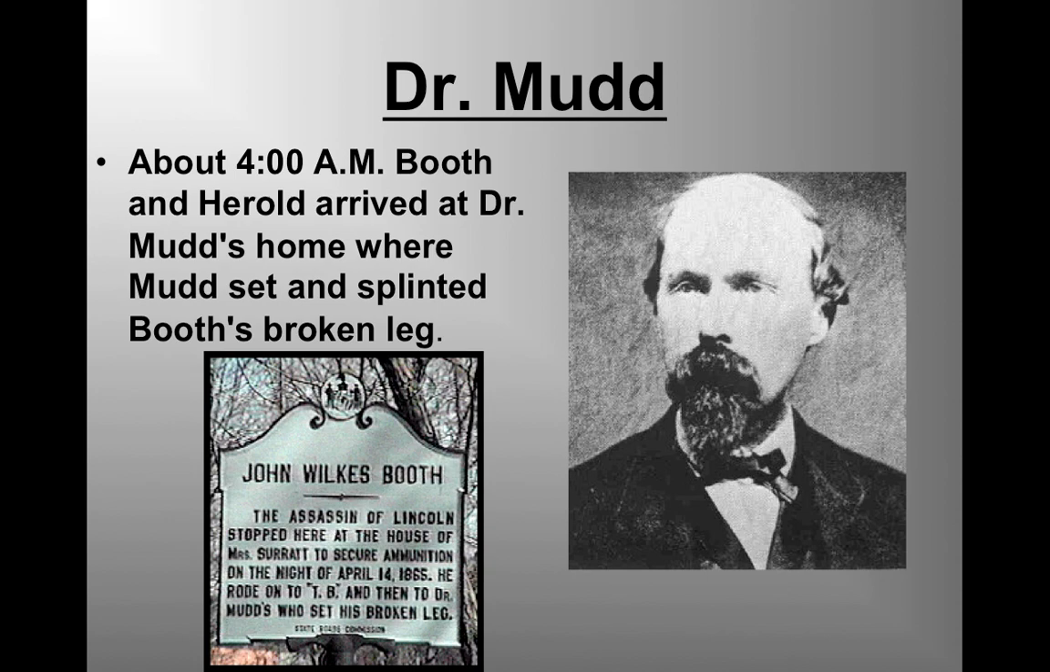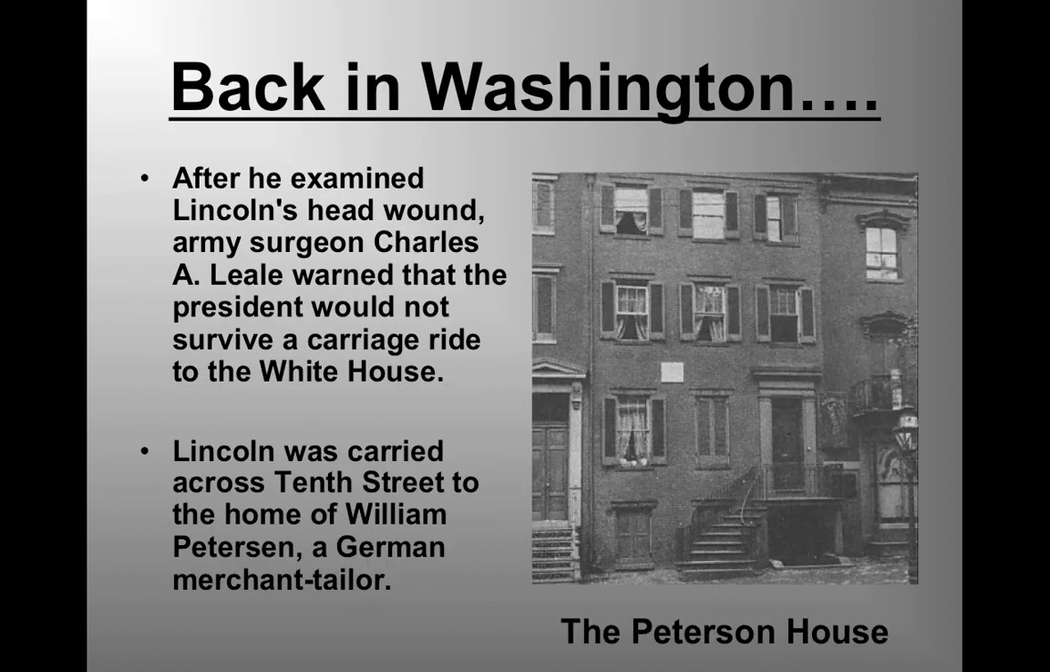About 4 a.m. on April 15th, 1865, so this is now early Saturday morning, Dr. Mudd, who is a doctor, as you might have guessed, and Herold, one of Booth's accomplices, arrive at Dr. Mudd's home, and Mudd basically sets and splints John Wilkes Booth's broken leg. Now, some people say that Mudd knew that he was helping the man who assassinated Lincoln. Other people say he just saw this famous guy stop by and set his broken leg to help him out.